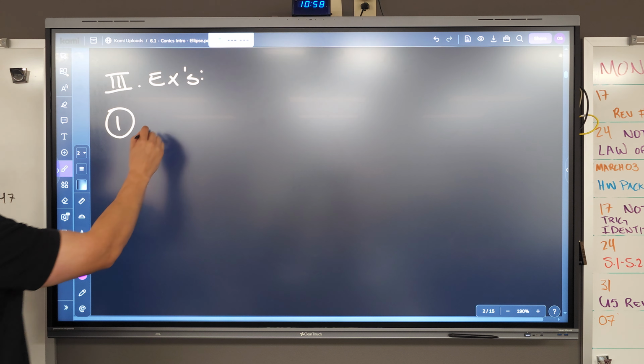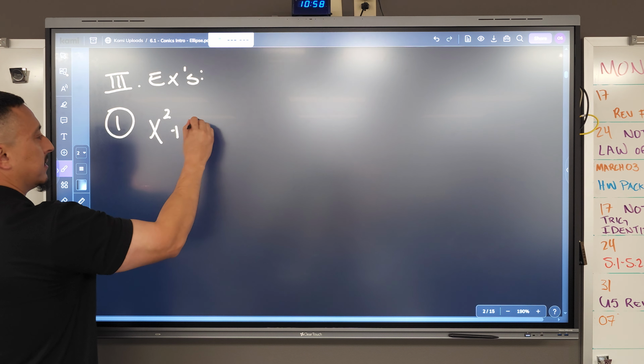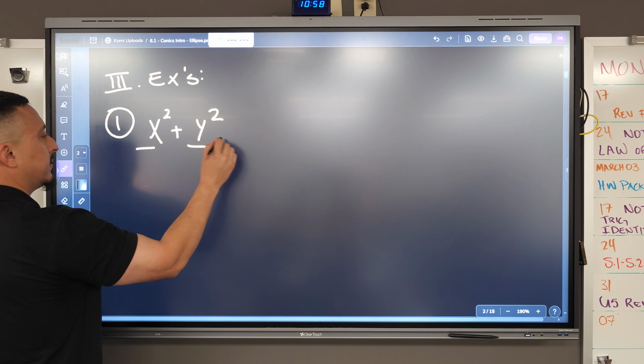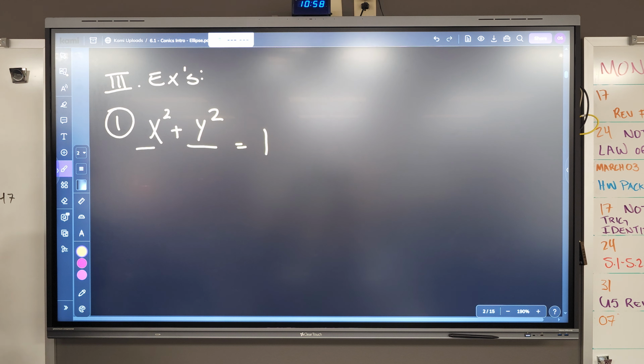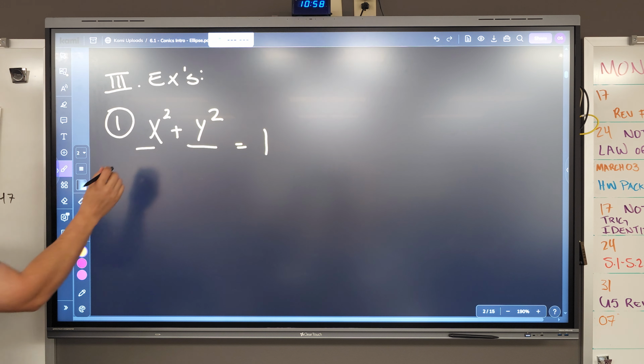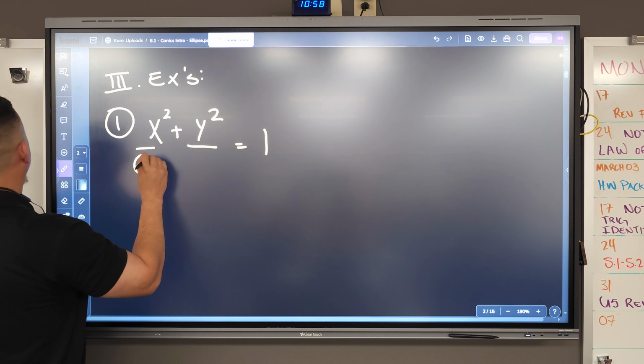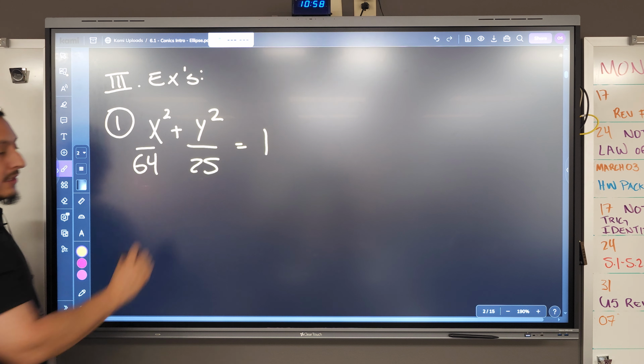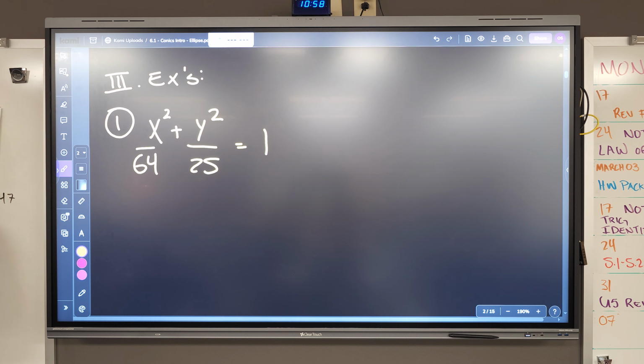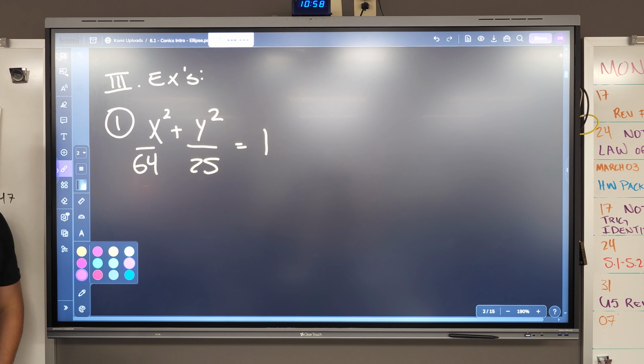Let's say you had x squared plus y squared equals 1. If I left it like that, that's a circle with a radius of 1. Okay? But if I put these numbers on the bottom, now it's an ellipse. See the difference? Very similar, a little bit different. Okay? So the first thing, we're going to sketch this by hand. We'll use the decimals here in a little bit, but first by hand.